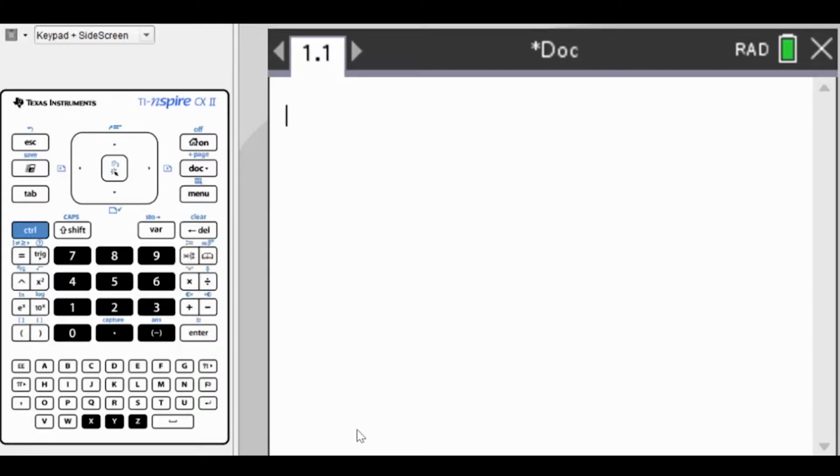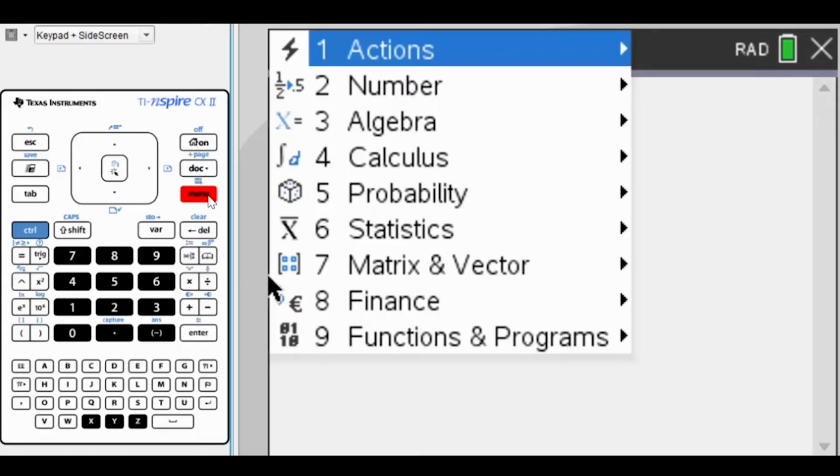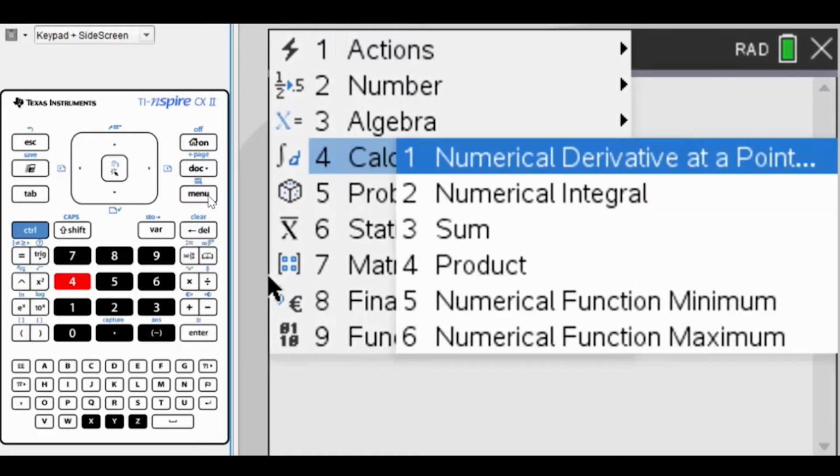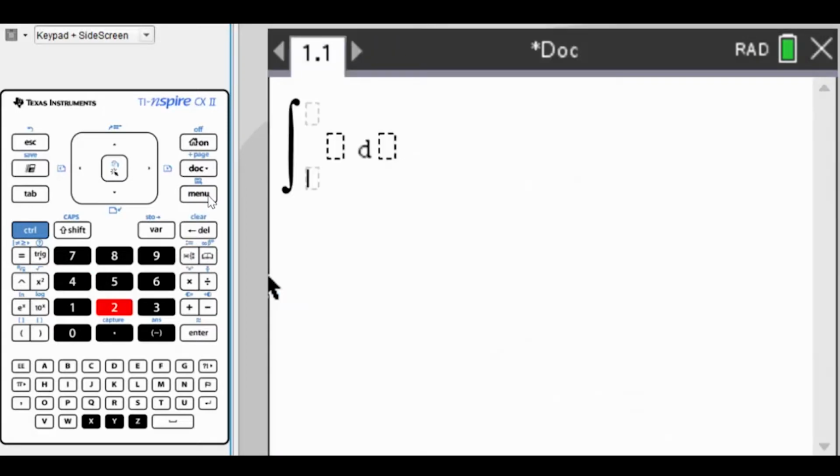On our calculator, we need to go to our menu, go to number 4 for calculus, then we want number 2, the numerical integral. And it comes up with an integral for us. Now we're going from -3, so that is on the bottom, to 3. Our lowest number is always the bottom of the integral, the greater number is on the top.